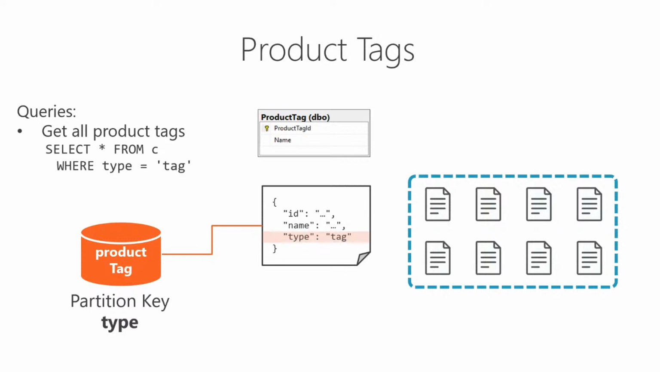So we'll add that type property only for the tag documents. We'll set the value to tag, right? And then by partitioning on the type property, all of the product tag documents are stored together in the same logical partition, just like categories.